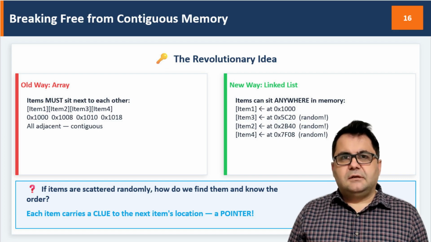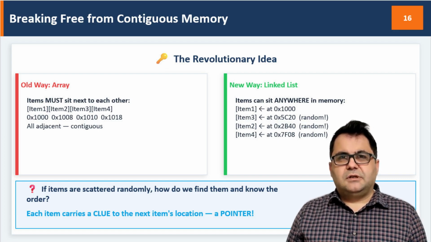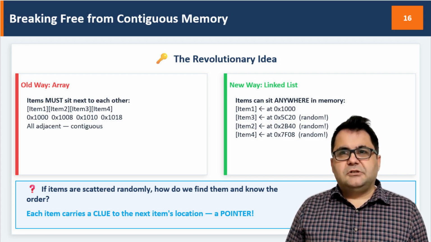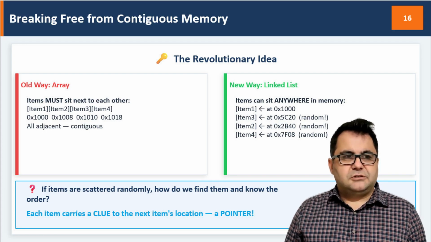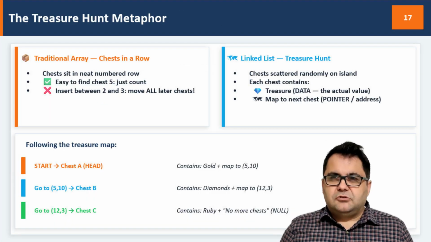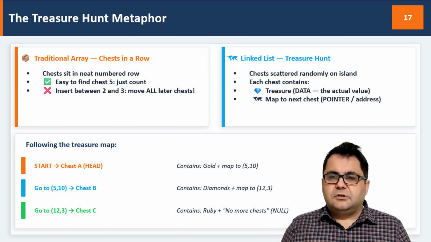The brilliant answer. Each item carries a clue to the next item's location. It's like a treasure hunt. Each chest doesn't just contain treasure, it also contains a map to the next chest. Let's use the treasure hunt metaphor to build intuition.